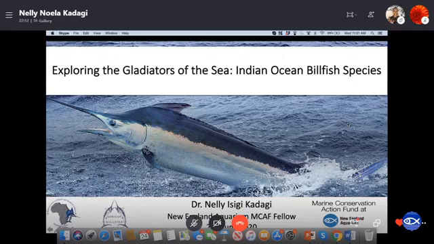But just before I jump into the biology, I started working on billfish in 2010 out of curiosity of wanting to know, where do these fish come from? Where do these magnificent fish go? Who is catching them? How big can they grow? Just those basic questions that any researcher would want to ask.